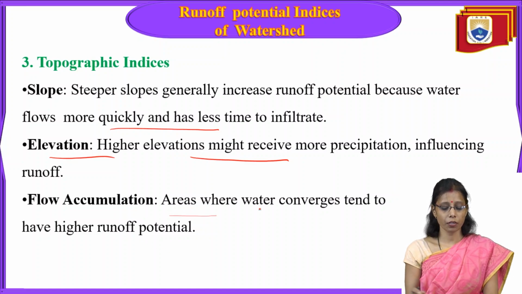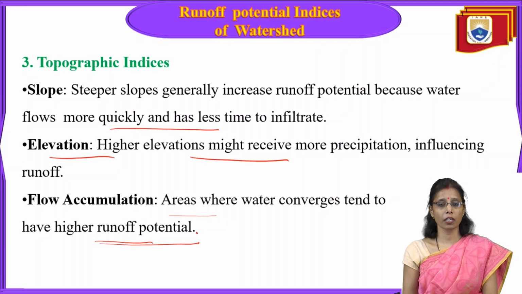Now flow accumulation. Areas where water converges tend to have higher runoff potential. So areas where you have water accumulation will have a higher runoff potential, wherever the water is accumulated.